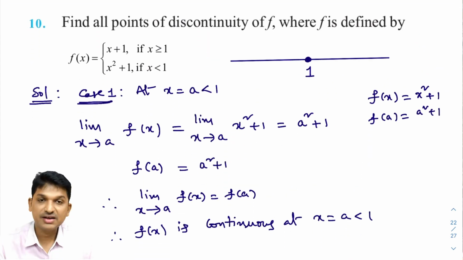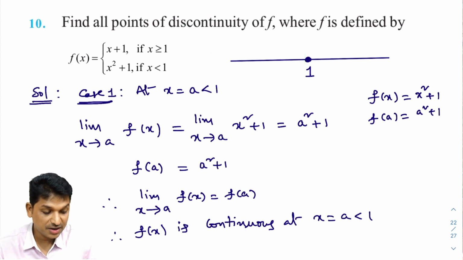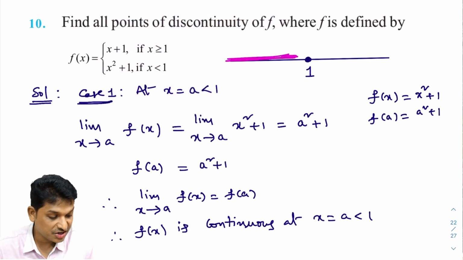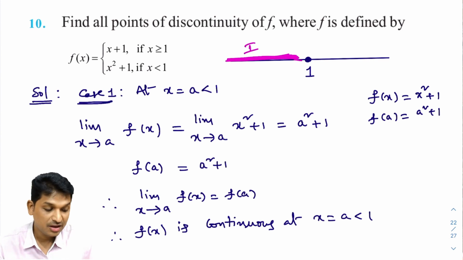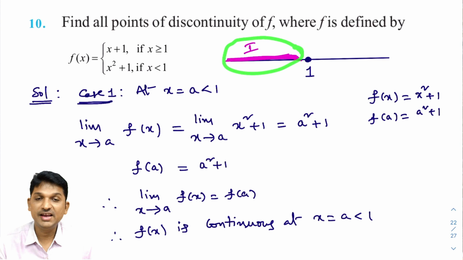So, I checked the continuity of this function in this zone. This is case 1. This part I will mark here, where I checked the continuity. This is the first case. So what did you come to know? You take any a value in this zone, then this function is a continuous function. That is what I identified.